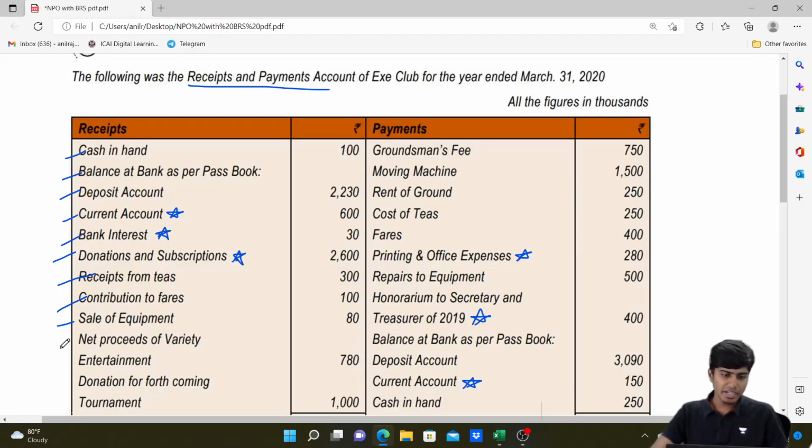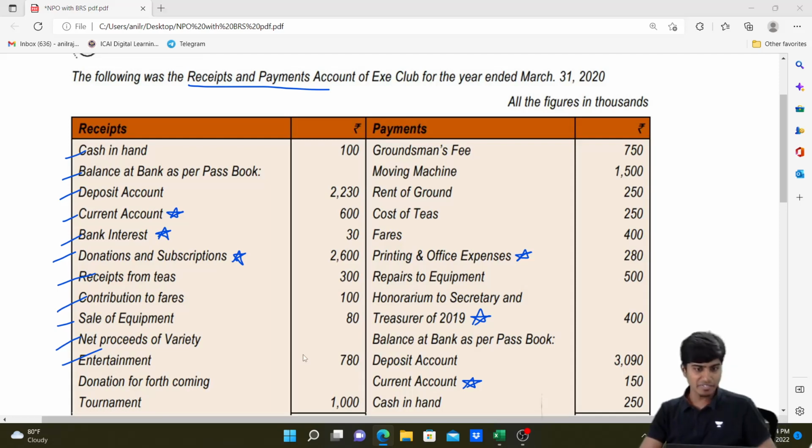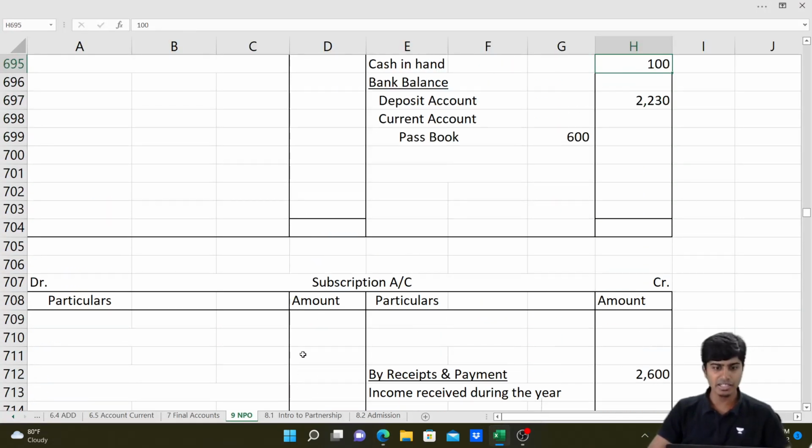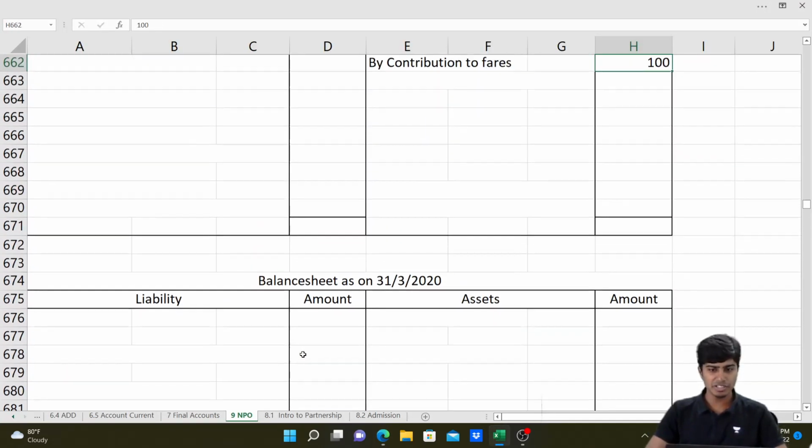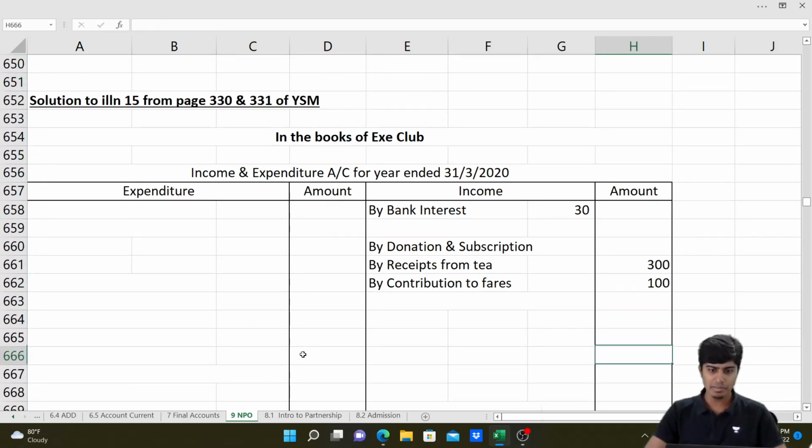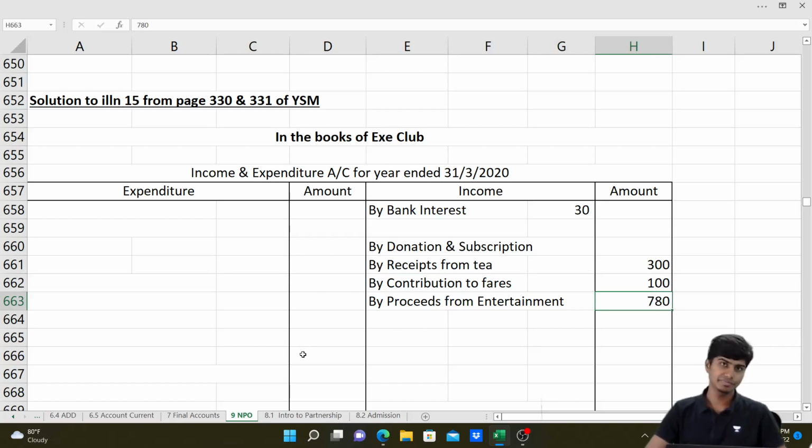Net proceeds from variety entertainment. You provide variety entertainment and you receive money from that. If there is no adjustment, this entire proceeds from variety entertainment is our current year income. I'll write in income and expenditure credit 780. Let me write that in our income and expenditure. On the credit side, I'll write by proceeds from entertainment 780. I could have written variety, but I don't have enough space.